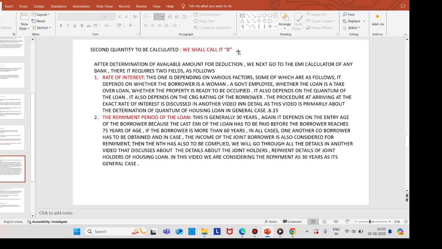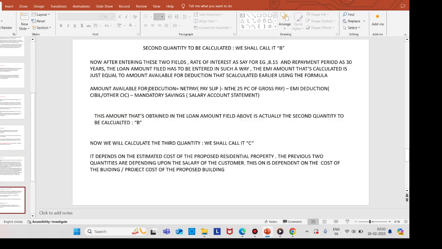We shall call it quantity B, depending upon the net pay of the customer. So we have arrived at this point, where we have deduced what this quantity B is. It depends upon the rate of interest of the customer and also the repayment period of the loan. So the second quantity B, we have derived.